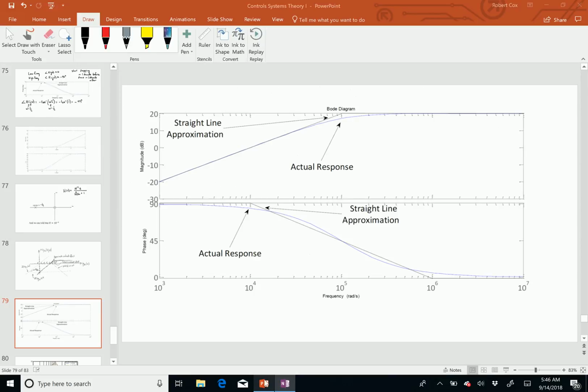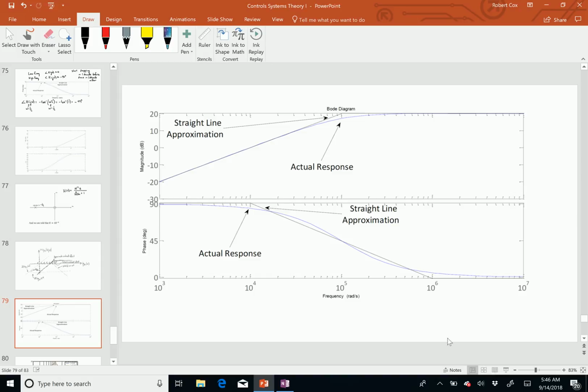So we go back, look at what MATLAB has. Okay, so there's our approximation. Looks like we're at about 90. Then we start falling. We're at 45 degrees, just like we predicted at 10 to the fifth. And then by the time we get to here, all right, we're at 10 to the sixth. So again, you see the straight line approximation and the actual are really, really close to each other.